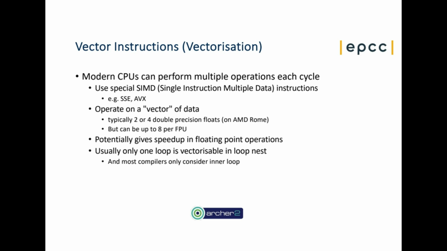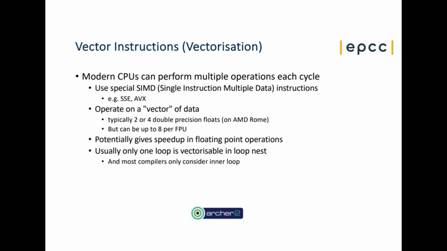They typically operate on a vector of data. So this will be 2, 4, or 8 double precision floating points. On AMD Rome, it's 4. They are 256-bit vector units, so that's 4 double precisions.